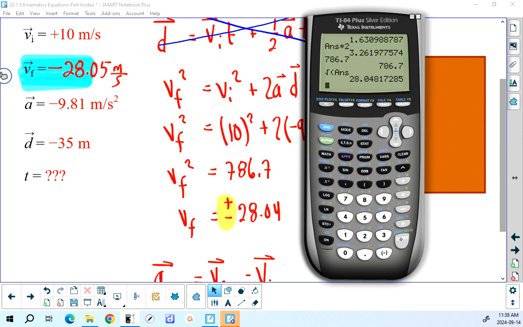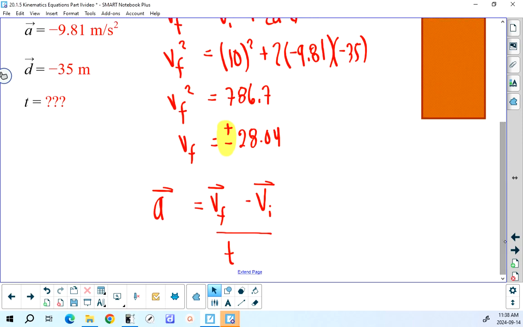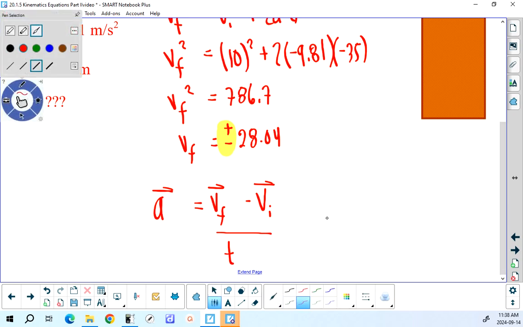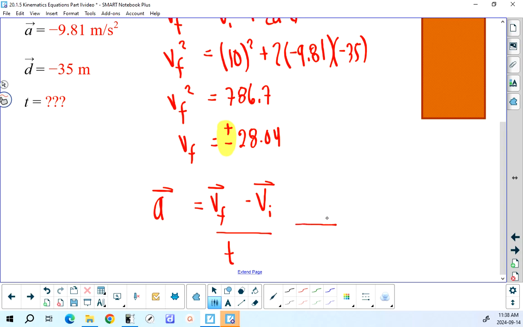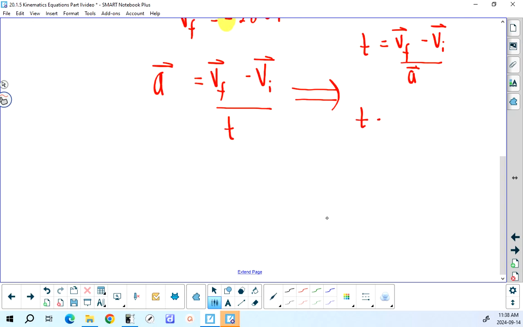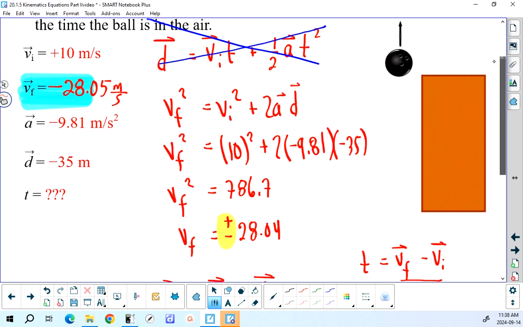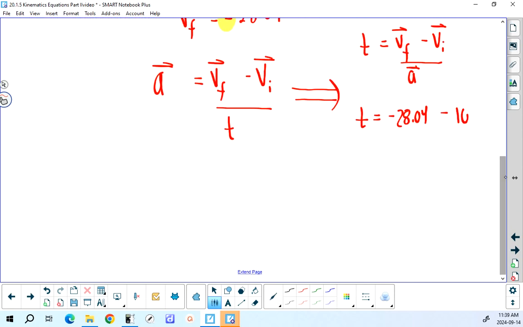So then what we said is that I need to now use this formula to find the time. Boy, this is deja vu all over again. This is the third time we're using this formula to find the time. The time will be equal to VF minus VI all over the acceleration. So that's going to be negative 28.04 meters per second minus, what was it, 10? 10 meters per second over negative 9.81.